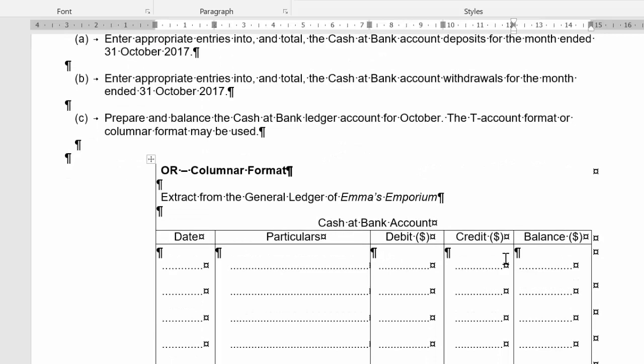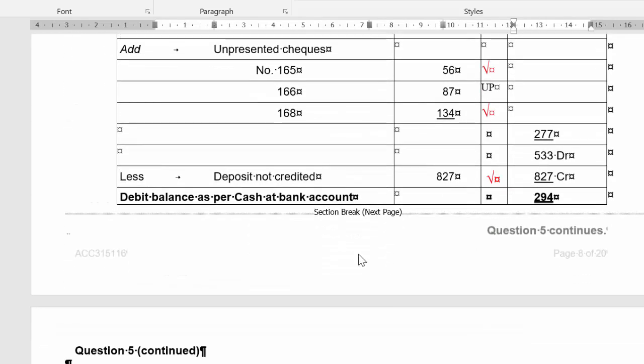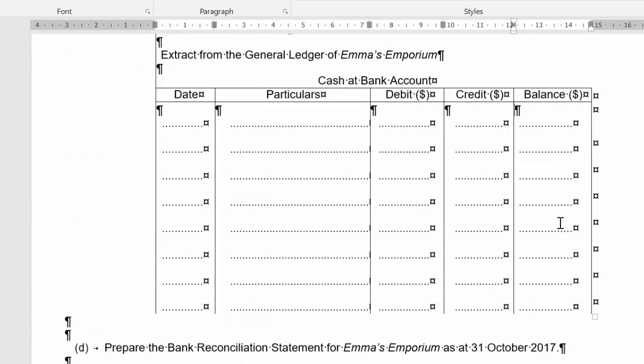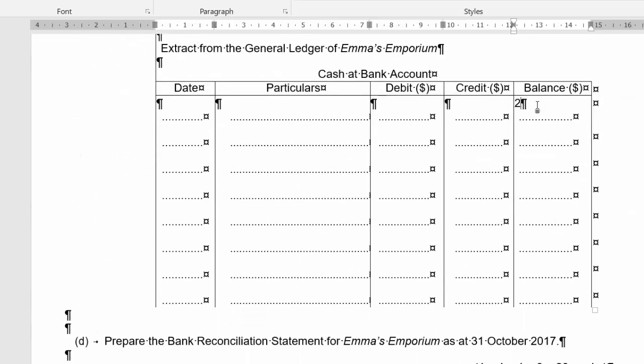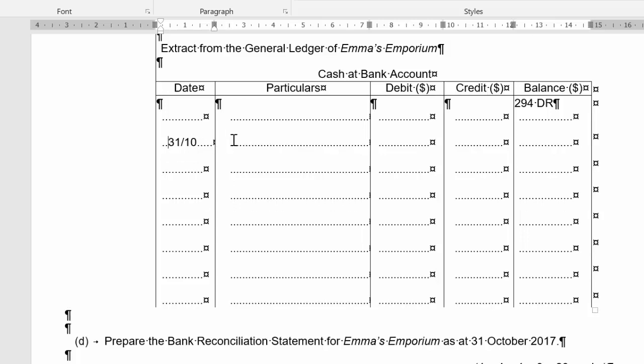I need to find what the current balance is, and I'll go and refer back to the old bank reconciliation statement. It says debit balance of $294. So I'll put $294 in here. It's obviously a debit balance on October the 31st. It's not working too well. There we are.